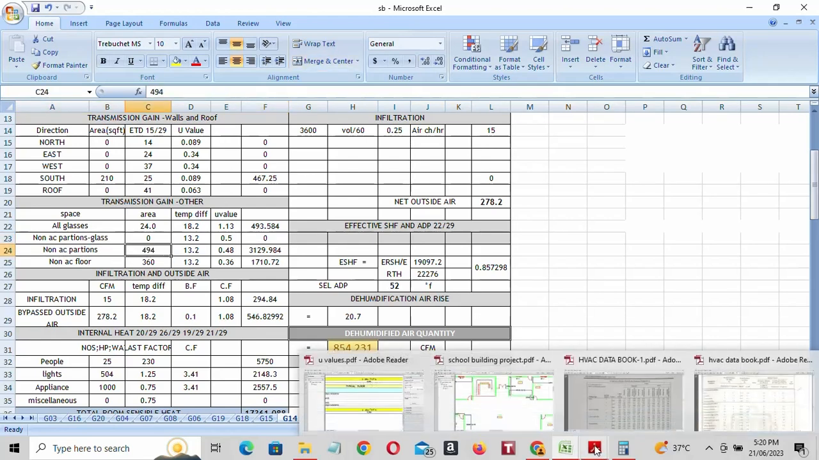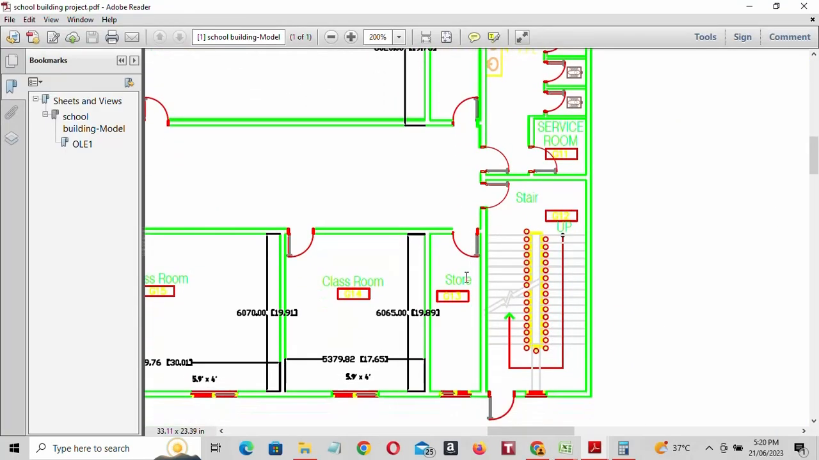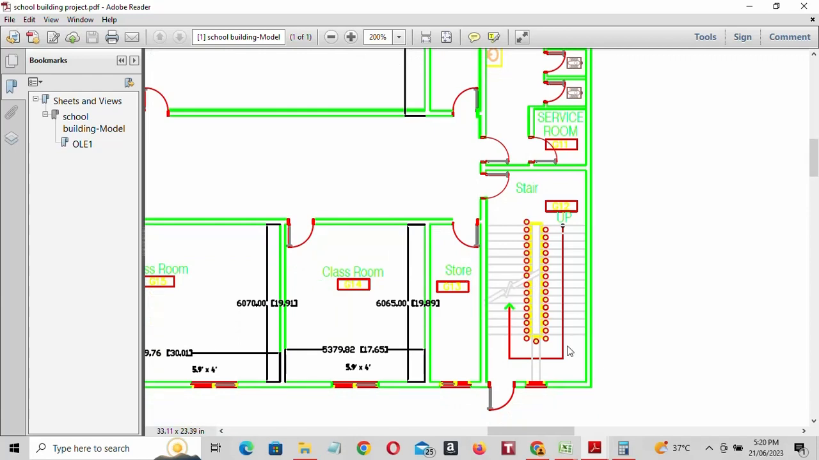Here we are calculating this area G14, okay. This area we already calculated. This area is AC, we are calculating for the non-AC partition. So this area is non-AC, and this area storeroom is also non-AC. This area width is 18 feet. So we have to multiply 18 into the height, that is 13 feet. 18 into 13 plus this non-AC area 20 into 13, okay.